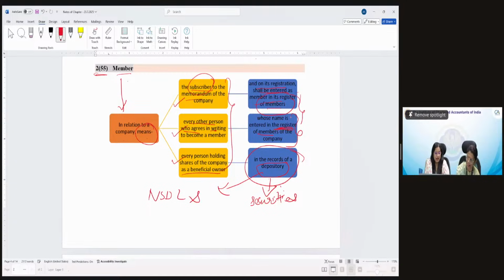NSDL and CDSL. National Securities Depository Limited, and this is the Central Depository Services Limited. Why was this needed? Earlier, all the shares were held in physical form. You might not know, but earlier the shares were held in physical form and share certificates used to be given to the shareholders. I'm using the word shareholders, and they would become members because it would be entered into the register of members.